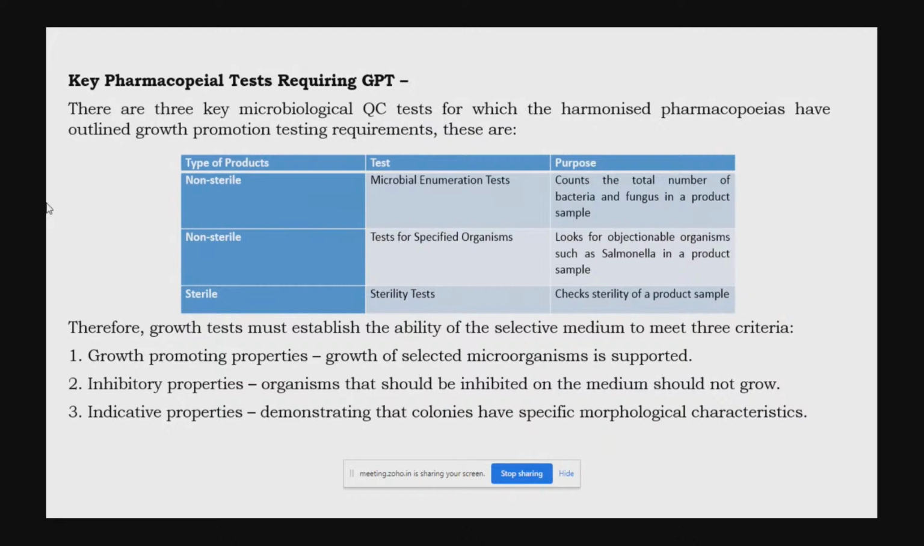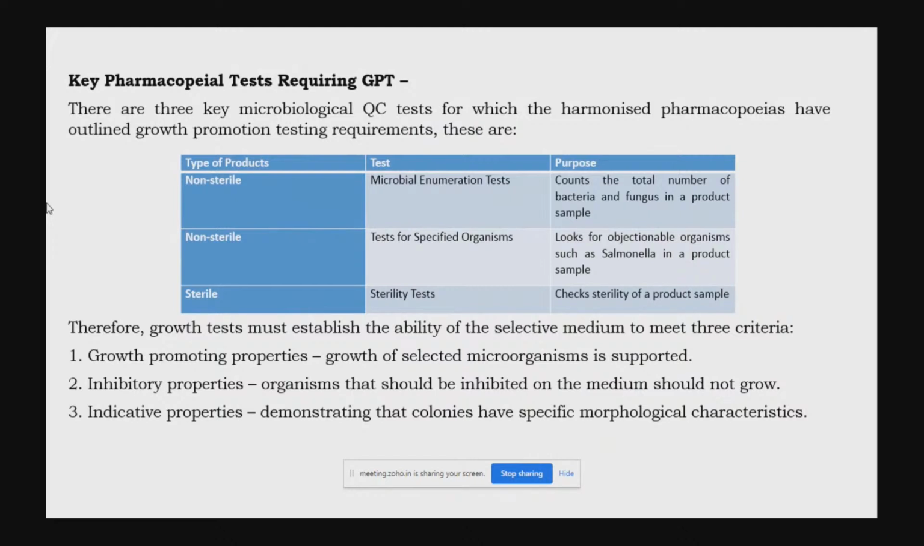Therefore, the growth test must establish the ability of the selective media to meet the three criteria. For selective media, we need to follow three criteria. First of all, the growth promoting property: growth of the selected microorganism is supported. Second is the inhibitory property: organisms that should be inhibited on the medium should not grow. And third is the indicative property, demonstrating that the colony has a specific morphological characteristic.